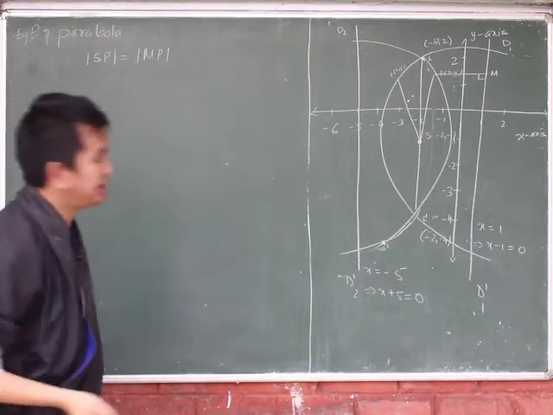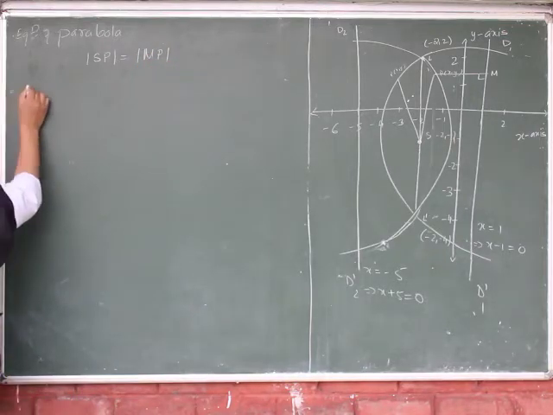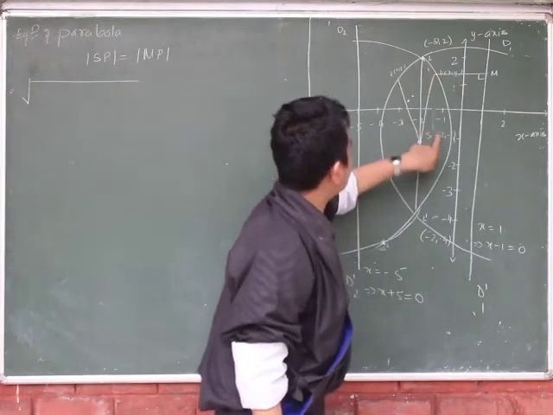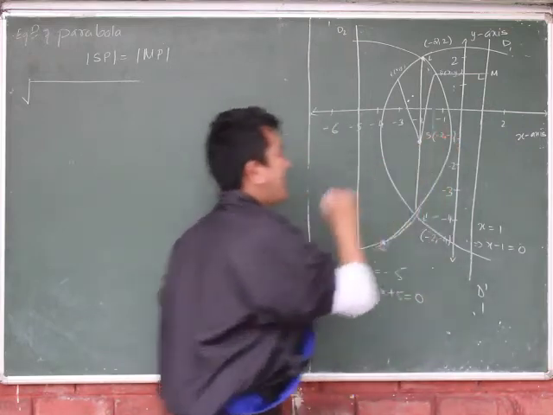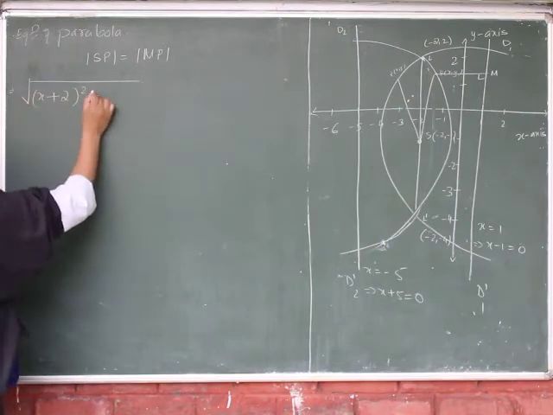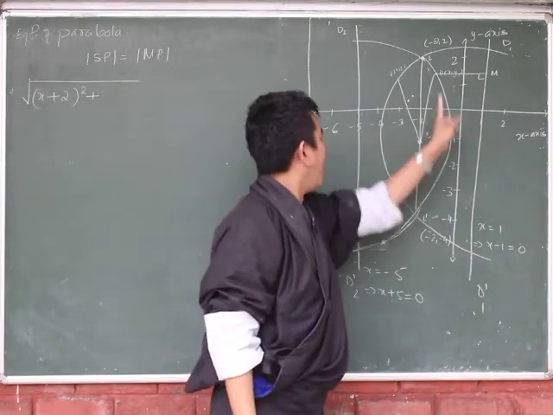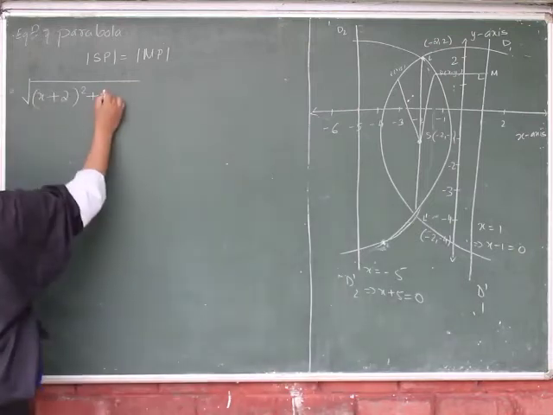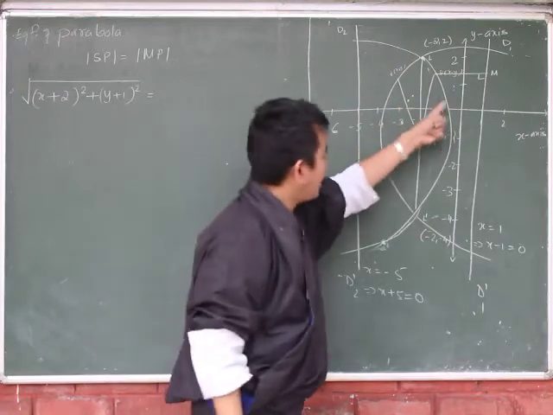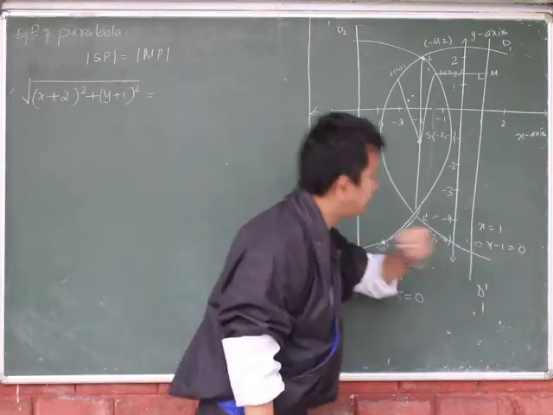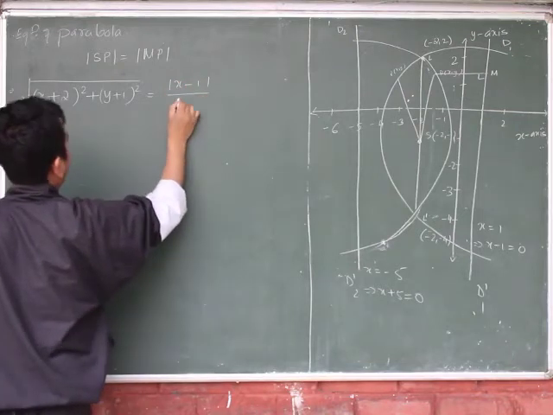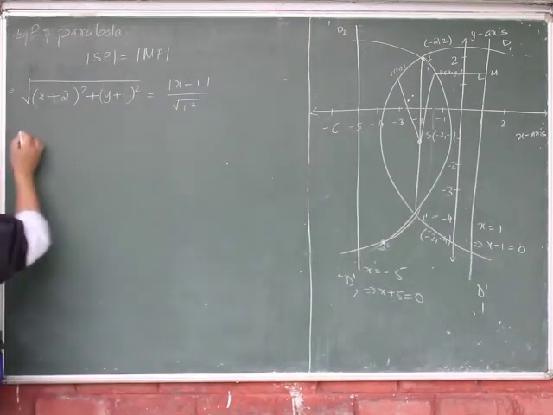Now from here the concept is the same. That implies square root of SP, S to P, is x minus of minus 2, which becomes plus 2, x plus 2 whole square, plus y minus of minus 1, which becomes y plus 1 whole square, is equal to, I am talking about concave right, so what's the directrix? This is the directrix. That means modulus of x minus 1 divided by root of 1 square. I will square on both sides.